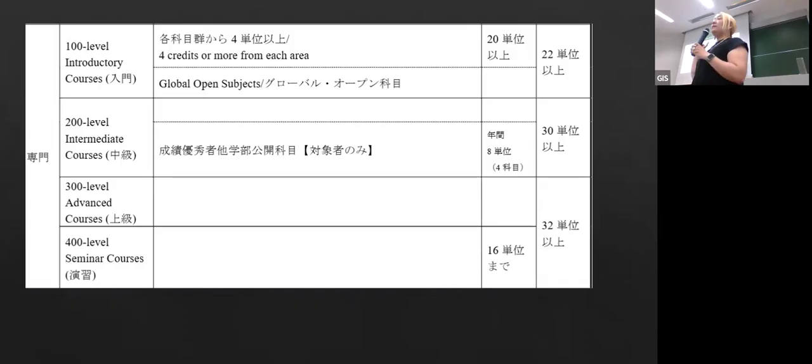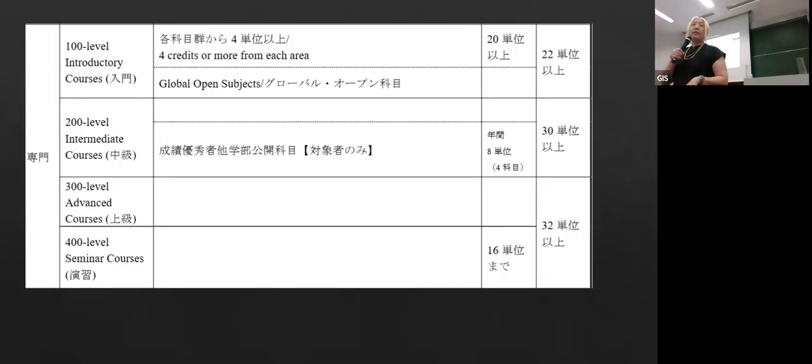And so if you can get 16 credits with a seminar, it means that there are only 16 left that you need to take in the 300 level. That's 8 classes in 2 years, right? And so you only need to take the seminar and then 2 300 levels, and you'll be good. You'll cover it for the 32 credits.